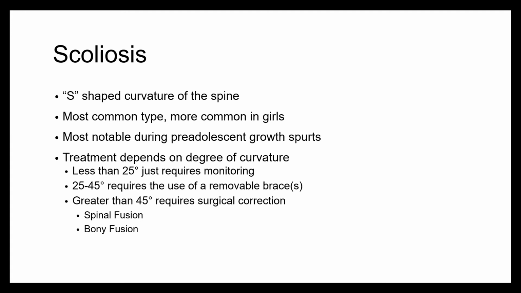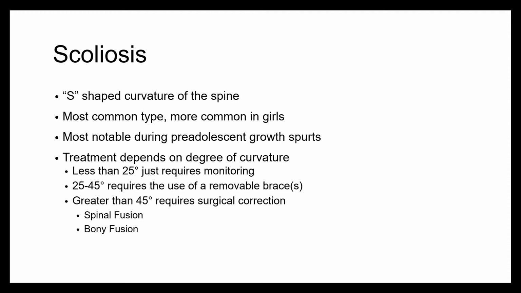Curvatures between 25 and 45 degrees do require the use of removable braces. These braces are worn to stop the curvature from worsening. They're worn the majority of the day. Bracing is the standard treatment for the moderate curvatures, and this consists of braces known as the Milwaukee brace, the Charleston brace, and the Wilmington brace, as some examples. These are customized to the child's size and shape and can be replaced also as the child grows.